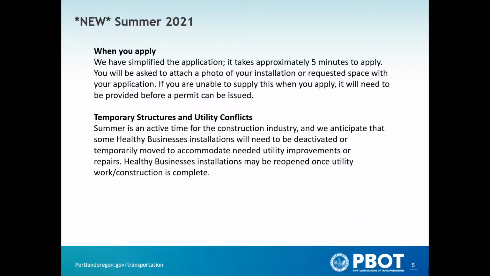So new for summer 2021, we have actually simplified our application from our previous versions of it. So it now only takes about 5 minutes to apply. One important new thing to note is that you will be asked to attach a photo of your current installation or the space that you're requesting to use when you apply. And this doesn't have to be done at the time of the application, but we will need it before we issue a permit. And it does speed up the process if it comes in early. So if you're able to take the picture before you apply and provide it with the application, it helps limit the back and forth that we do with you and make sure we can get through the processing as quickly as possible.